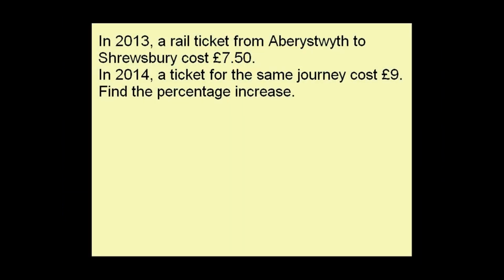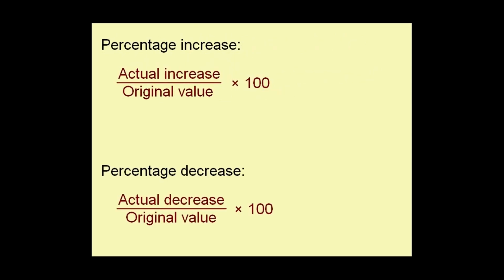A typical question you might come across on an exam looks like this. I'm being asked to find a percentage increase. This kind of question is straightforward as long as you can remember these two formulas here. For a percentage increase, you work out the actual increase, divide it by the original value, and then multiply by 100. Percentage decrease is very similar, but you work out the actual decrease instead of the increase.